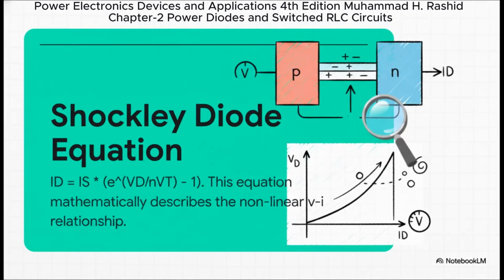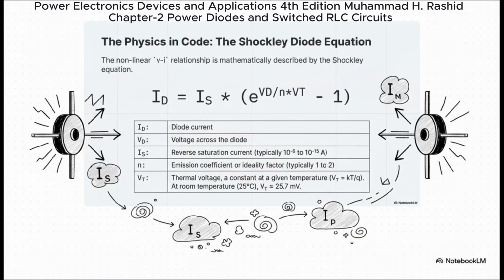And believe it or not, there's a beautiful piece of physics that describes this entire curve perfectly. It's called the Shockley diode equation. Now, I know an equation like this can look a little scary, but don't focus on memorizing it. Look at the pieces. Things like IS, the reverse saturation current, and VT, the thermal voltage. These aren't just abstract variables. They are the fundamental properties of the device itself. It's like the diode's genetic code, telling us exactly how it's going to behave.